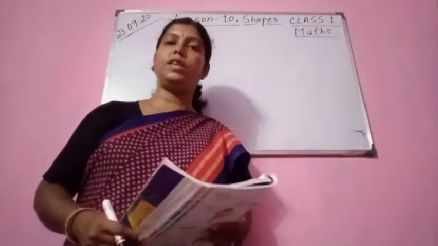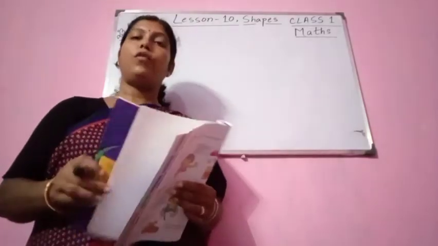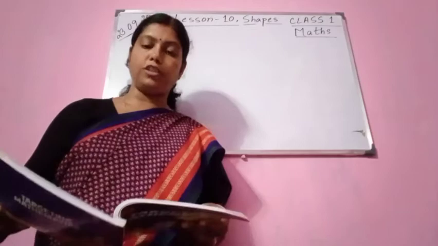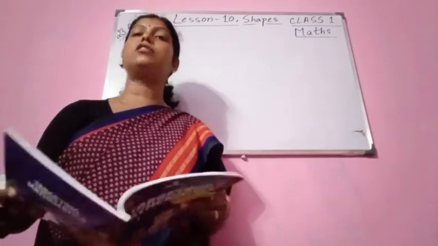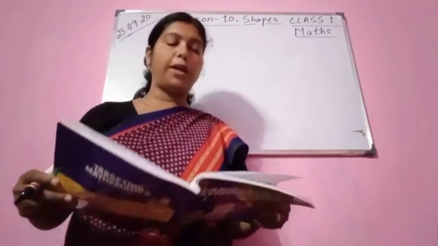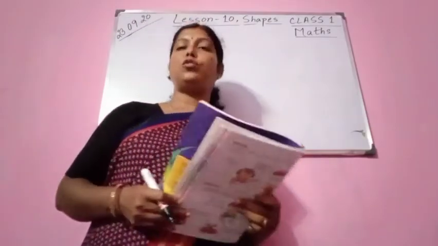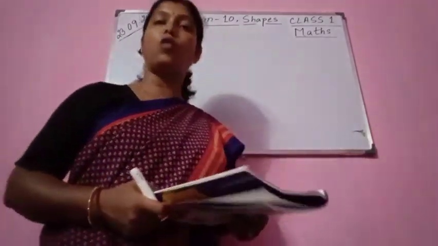So we shall continue lesson 10, that is shapes. We have already done 4 shapes. We have written the definitions, isn't it? So that is sphere, cube, cuboid and cylinder. We have already discussed in our previous classes. So today we shall start with cone. What is a cone?